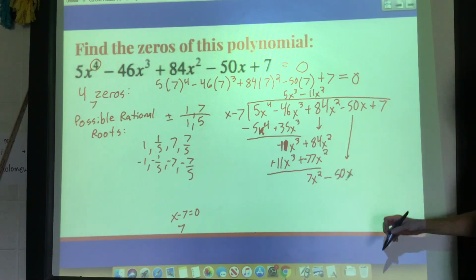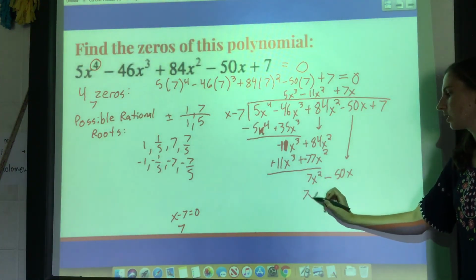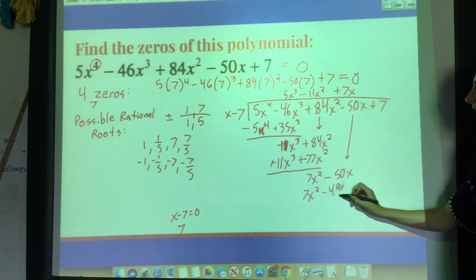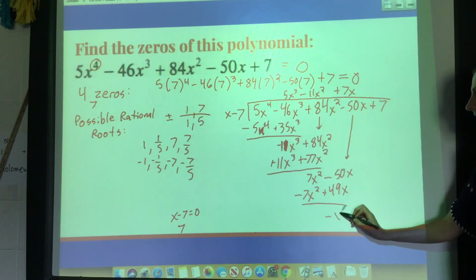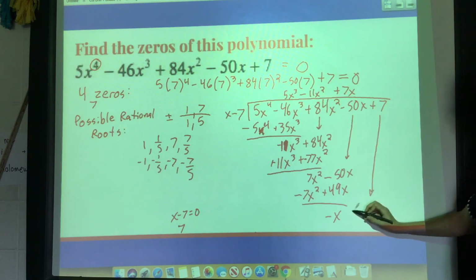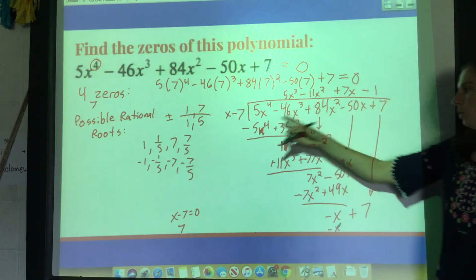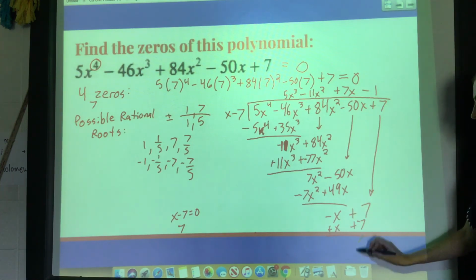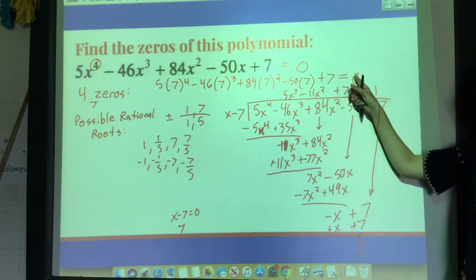Bring down the next one. Do it again. So up here I'm going to need 7x times x to give me 7x squared. 7x times negative 7 would be negative 49x. Subtract, subtract. That leaves me with negative 1x. And bring down the 7. Do it one last time. I'll need a negative 1 times x to give me negative x. Negative 1 times negative 7 is positive 7. Subtract, subtract, and I get 0. If I don't get 0, something went wrong, because I know I was supposed to get 0 as the remainder.